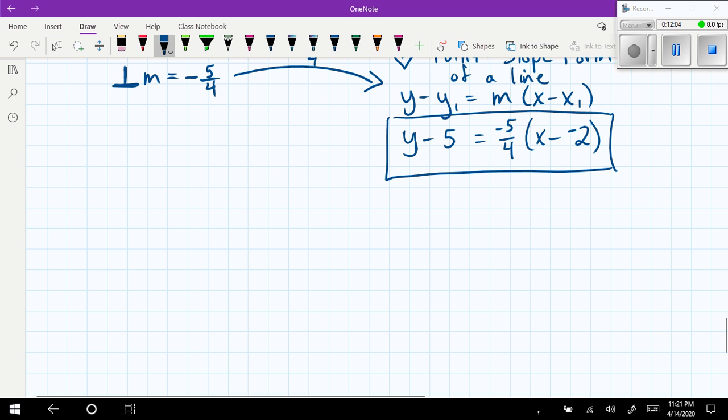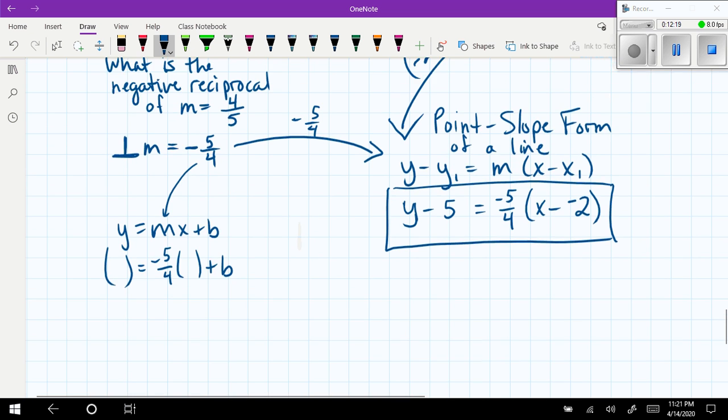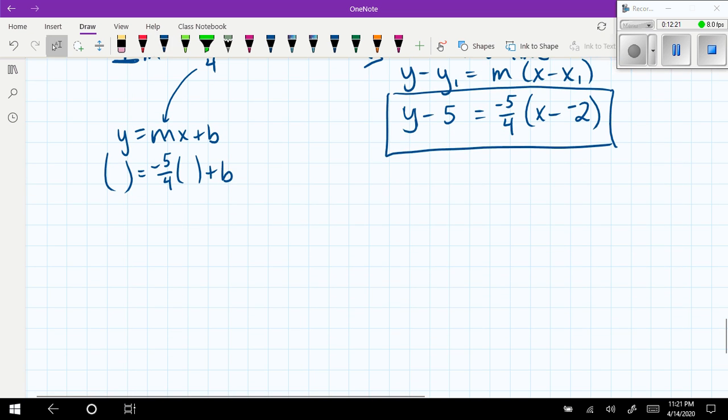I'm going to use y equals mx plus b, which is your favorite. And I'm going to put my perpendicular slope of negative 5 over 4 right in here. I'm going to put my xy coordinate point in, and I'm going to solve for my y-intercept. So my xy coordinate point is negative 2, 5. So I get 5 equals.